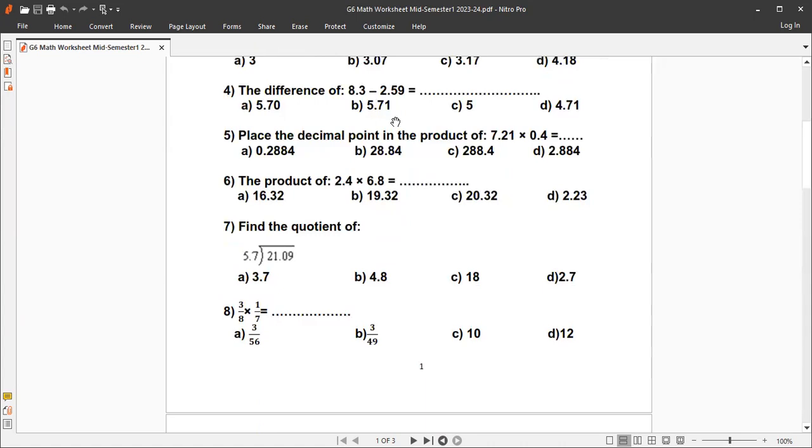Question number 6. The product of 2.4 by 6.8. I have mentioned right now, the product means multiply. When you multiply, you ignore the point, so I multiply 68 by 24. After I finish multiplying, as if I'm multiplying whole numbers, I should add the point. Let me first multiply.